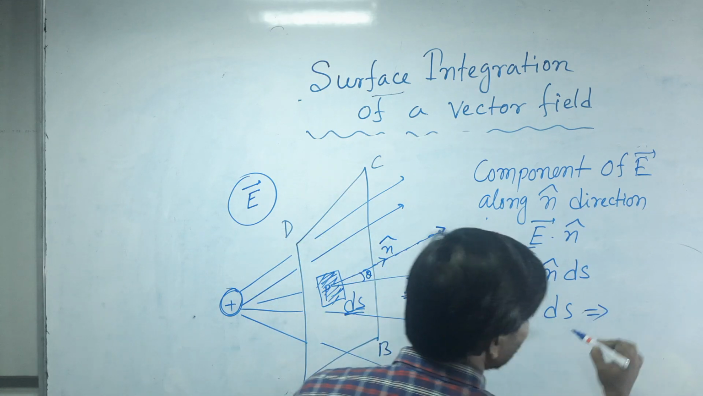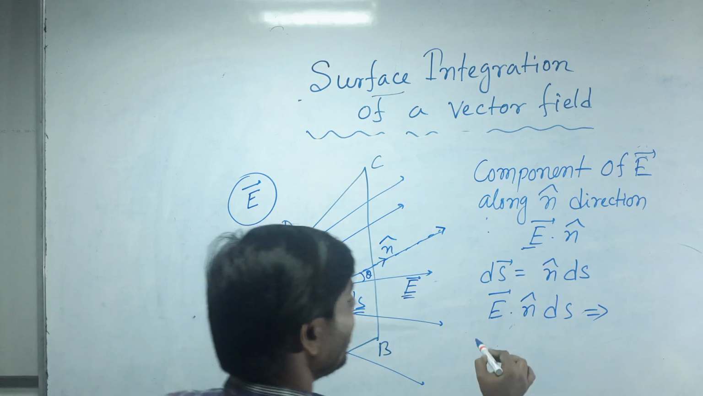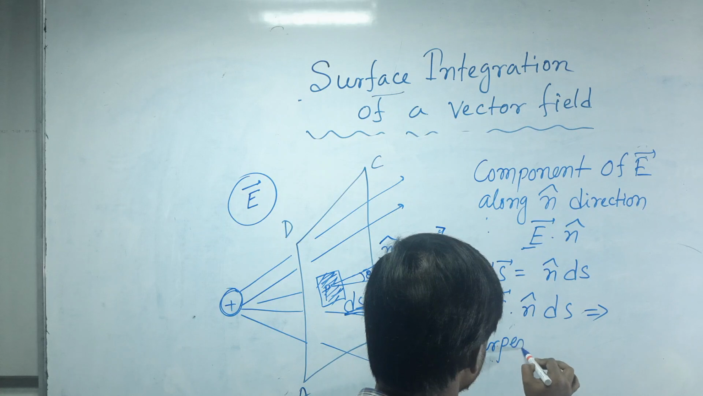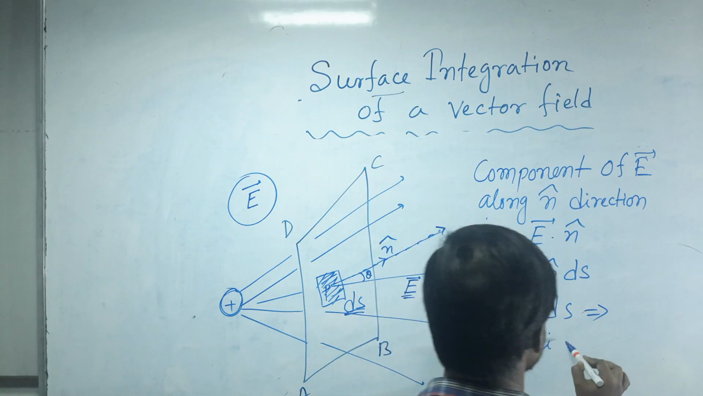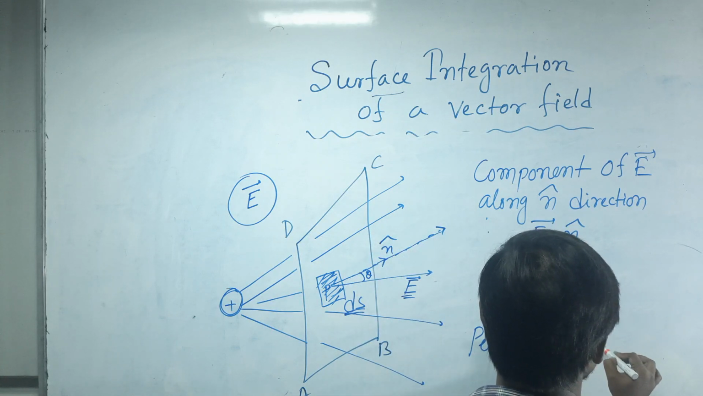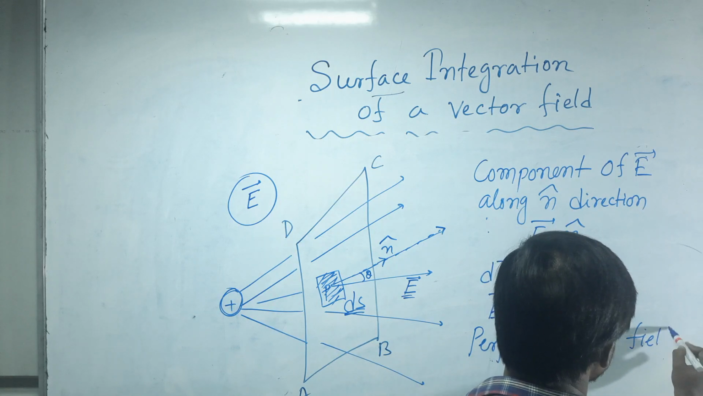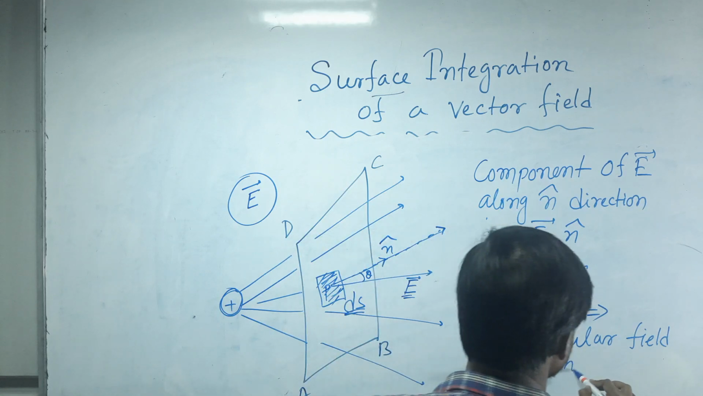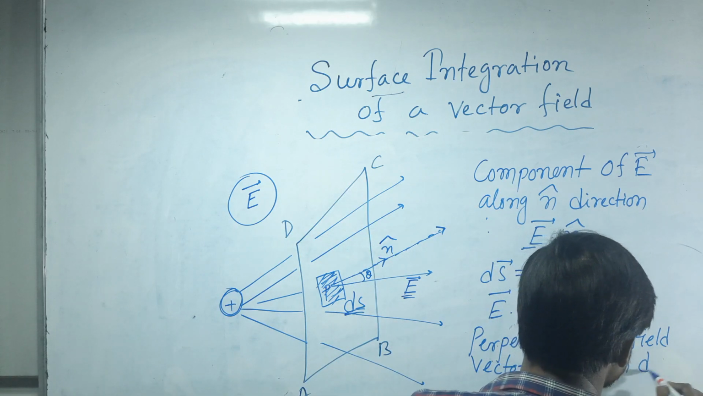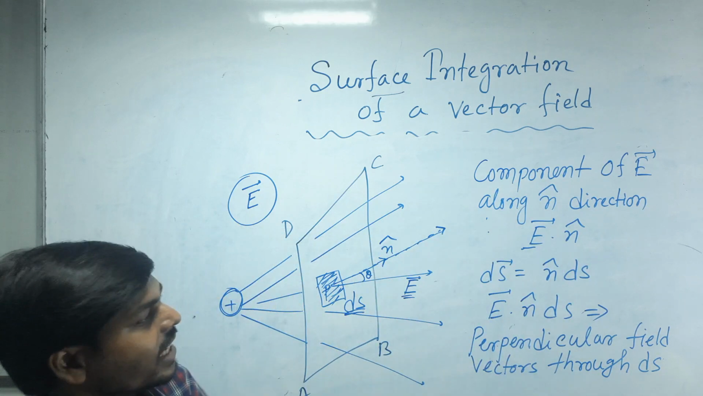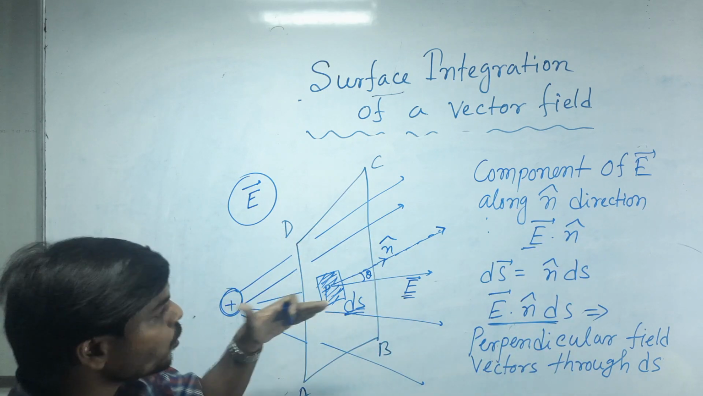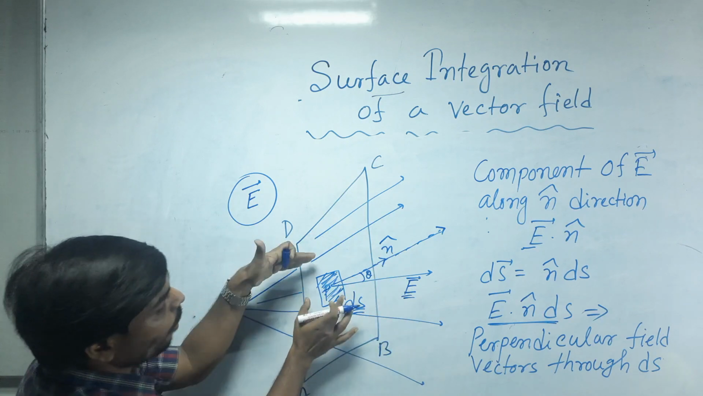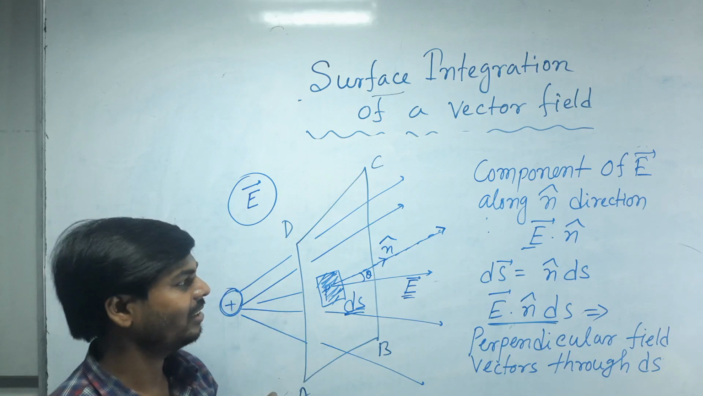What is it? It is the perpendicular field vectors through the ds area, through this ds area. This is the total number of field vectors which pass normally through this ds elementary area.